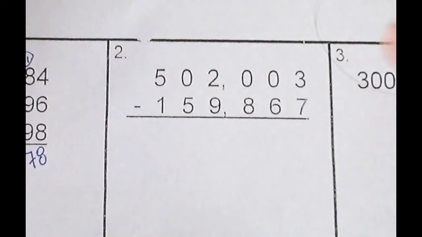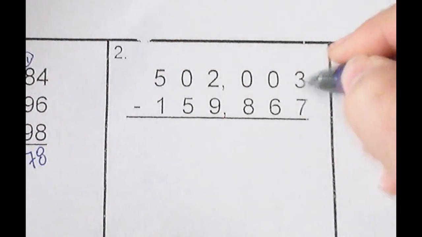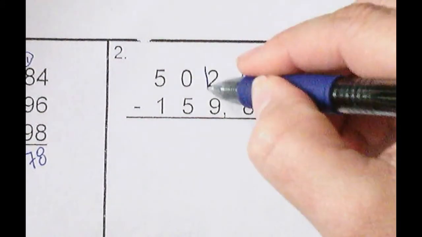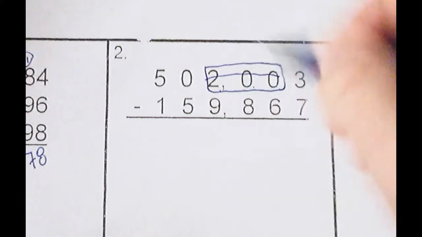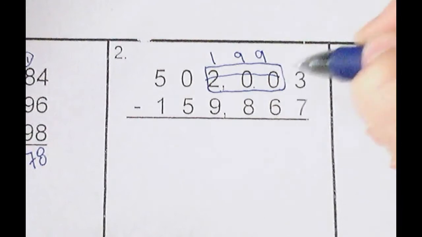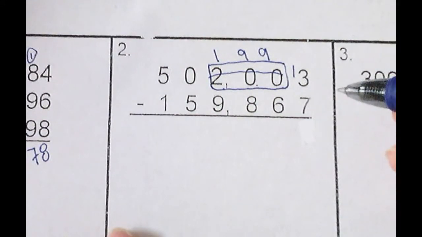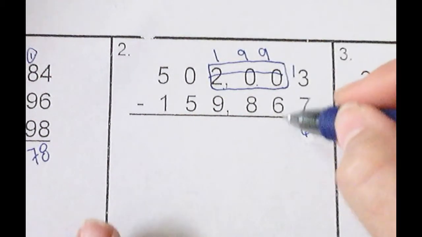Question 2. Lots of borrowing. We do not borrow one at a time. That takes too long. 3 minus 7. That won't work. Go next door. Take 1 from 200. 199. Give the 10 to the neighbor. The 3. 13 minus 7 is 6. 9 minus 6. 6, 7, 8, 9. That's 3.